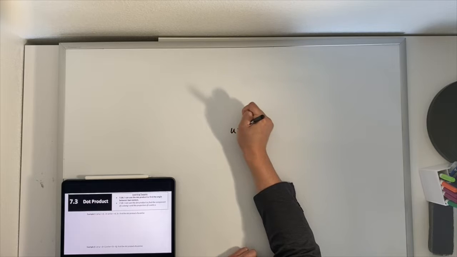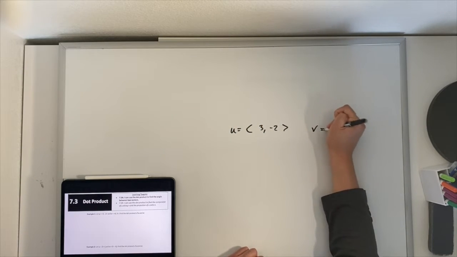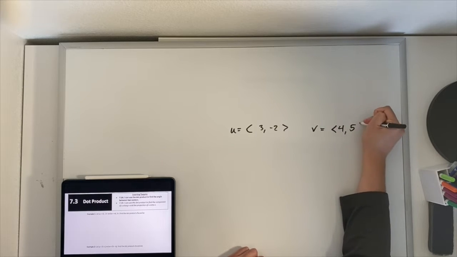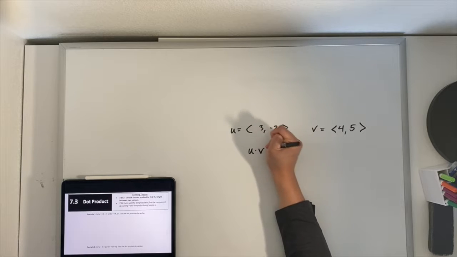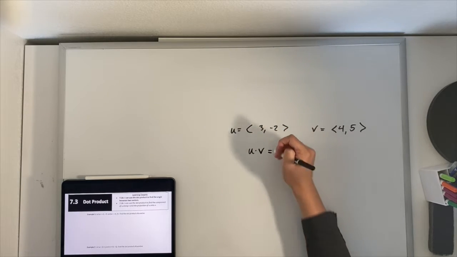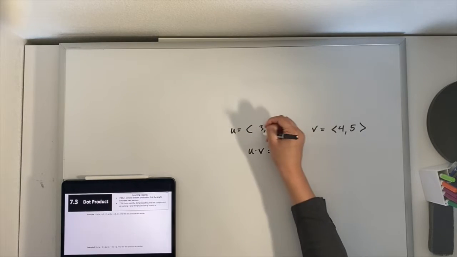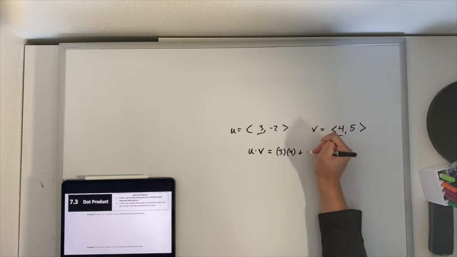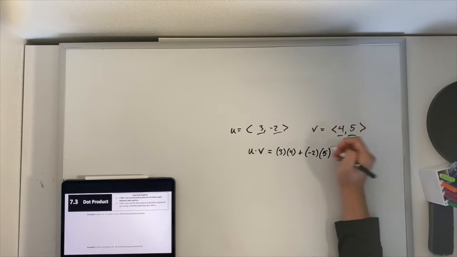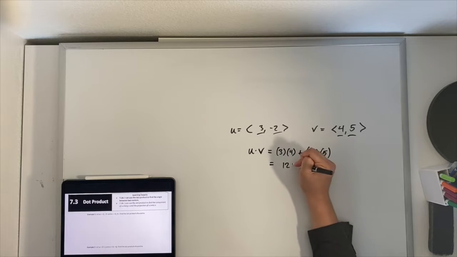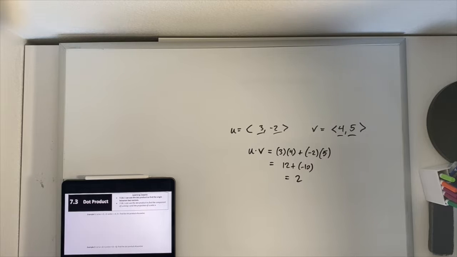Example 1. u equals the vector 3, negative 2, and v equals the vector 4, 5. Find the dot product of u and v. So we have u dot v equals, well, we take 3 times 4, a1 times a2, plus b1 times b2. And we simplify, this is 12 plus negative 10. So the dot product of these two vectors is 2.